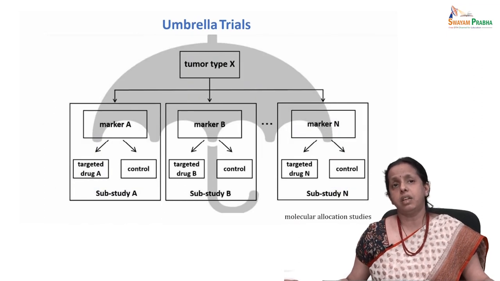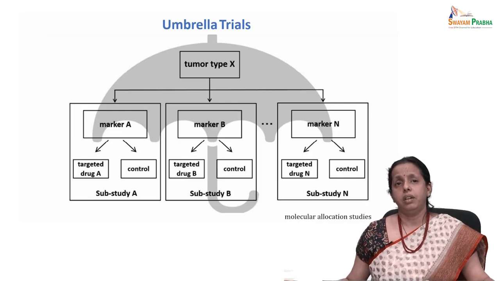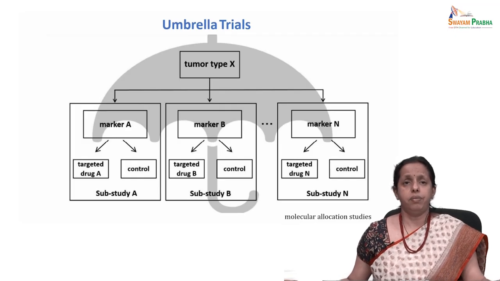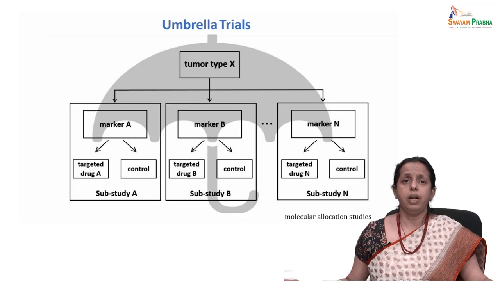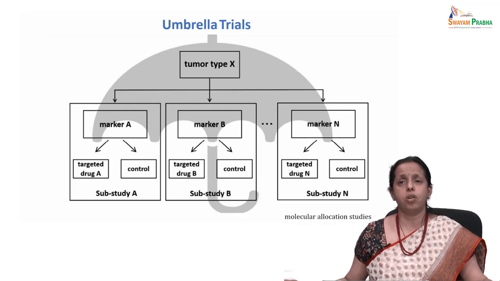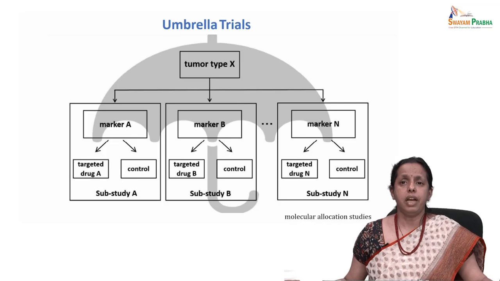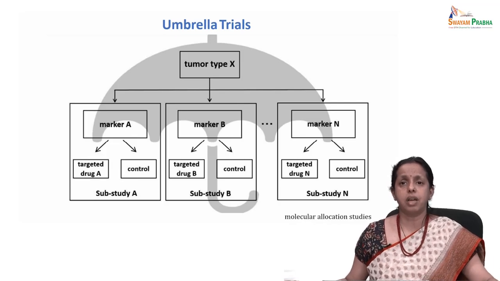One more very interesting design, apart from basket trials, is the umbrella trial. It is a very fundamental, very nice picture. They evaluate multiple targeted therapies for one disease or several diseases. In oncology, sub-studies are conducted to evaluate targeted therapies that correspond to different molecular markers or genetic mutations within a particular tumor type. In that case, the tumor type is your umbrella under which sub-studies of each molecular marker are operated. Here you have the different molecular markers.